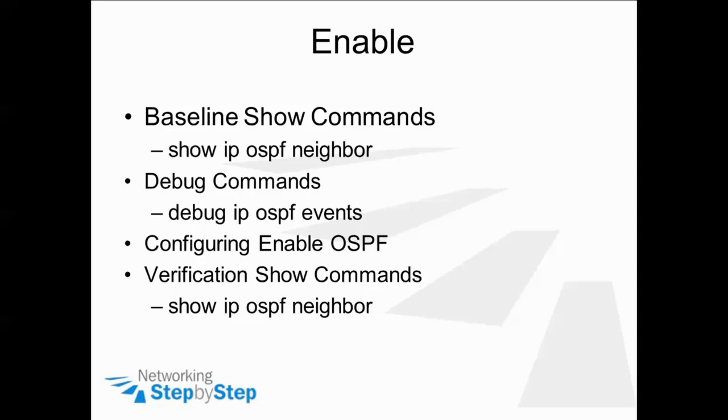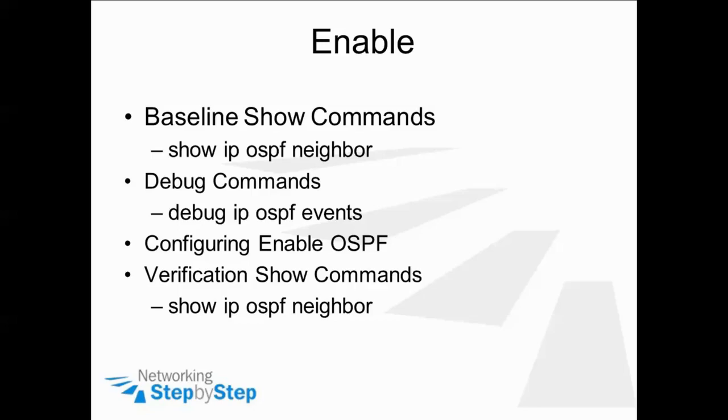In this video cheat sheet, I will be enabling OSPF. I will start off with the baseline show command, show IP OSPF neighbor, to display general information about OSPF routing processes. Then I'm going to enable a debug command of debug IP OSPF events to see how things unfold as I enable OSPF. Finish with the same baseline command, show IP OSPF neighbor, to see what changed.